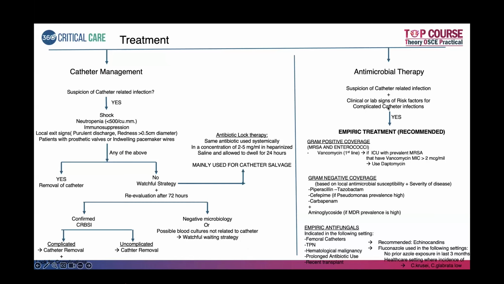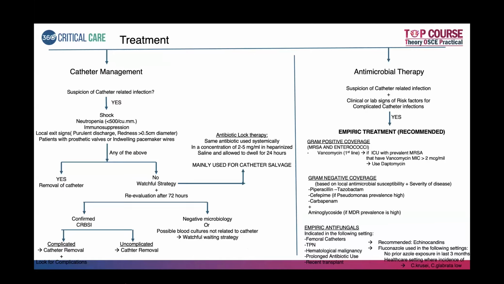All right. Then coming to the antimicrobial therapy, if there is a suspicion of a catheter-related infection and there are clinical and lab signs or risk factors for complicated catheter infections, then you go with empirical treatment. For gram-positive coverage, either MRSA or enterococci, vancomycin is the first-line drug.